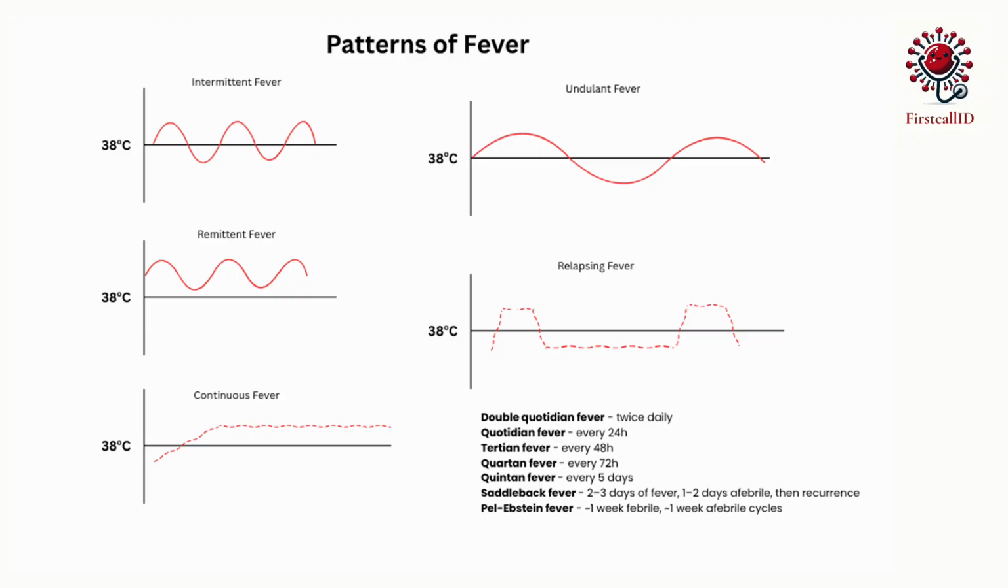drug fever. Next is undulant fever, where you'll see a phase where the temperature is persistently above 38 degrees, but gradually over the course of days will decline to a phase where they're afebrile and then recur again afterwards. This pattern is classically associated with brucellosis.